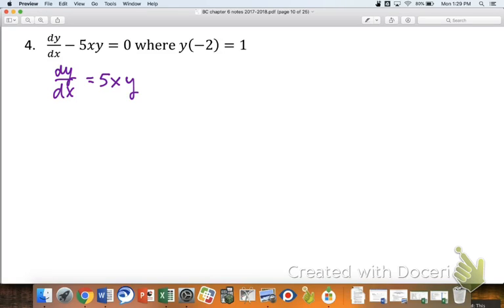Veterans, at this point, how many points have I earned? Wait, 0. I've earned nothing. I haven't done anything yet. Do you see how there's x's and y's on each side? You gotta separate the variables.